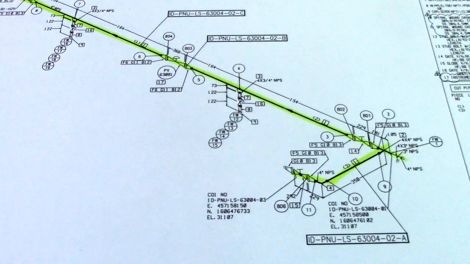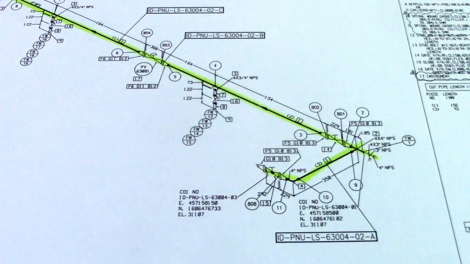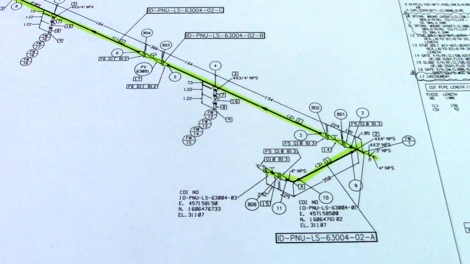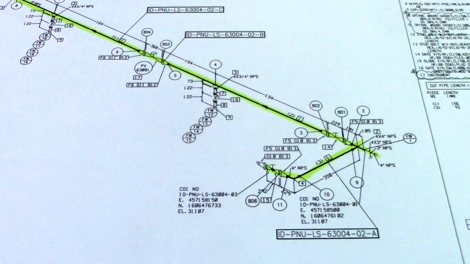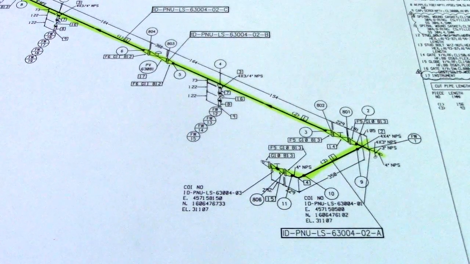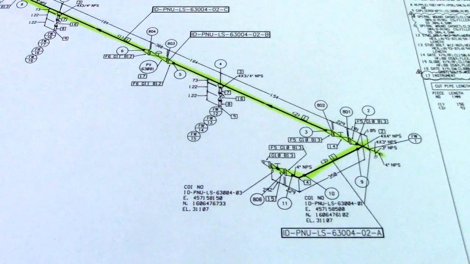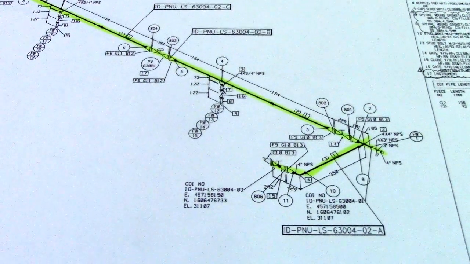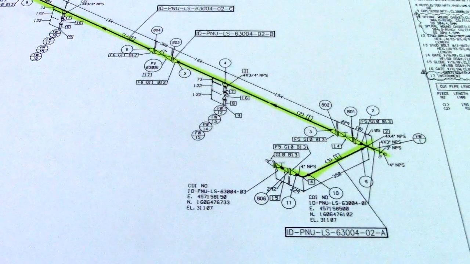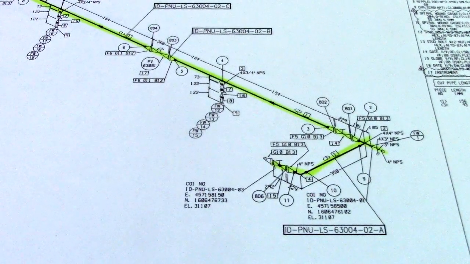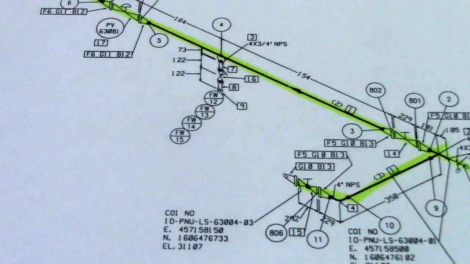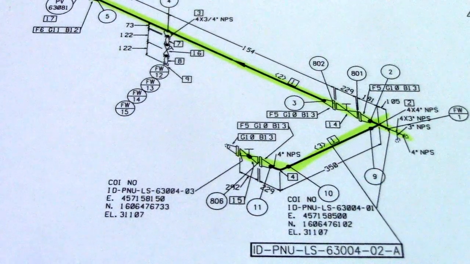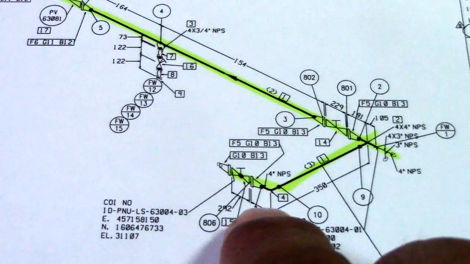from this isometric, first we will count how many fittings are on this isometric. So first is the 90 degrees elbow. So how many elbows are on this isometric? I think there is only one elbow. So this is one elbow.